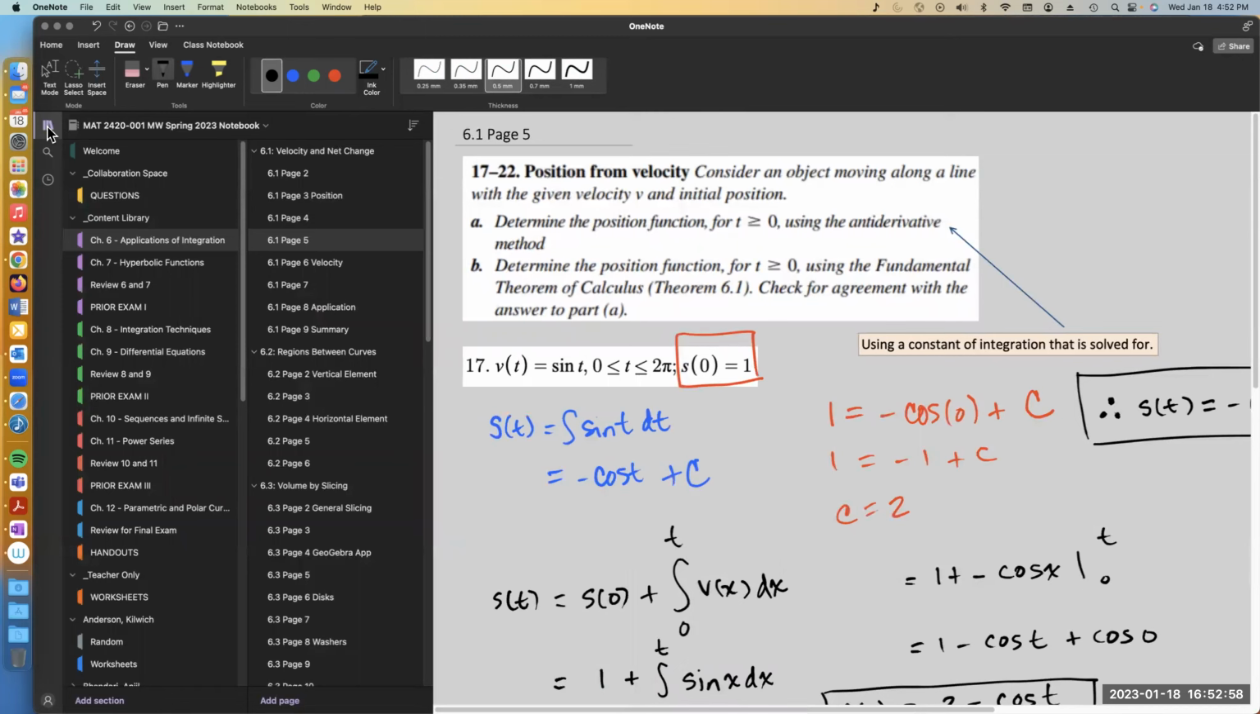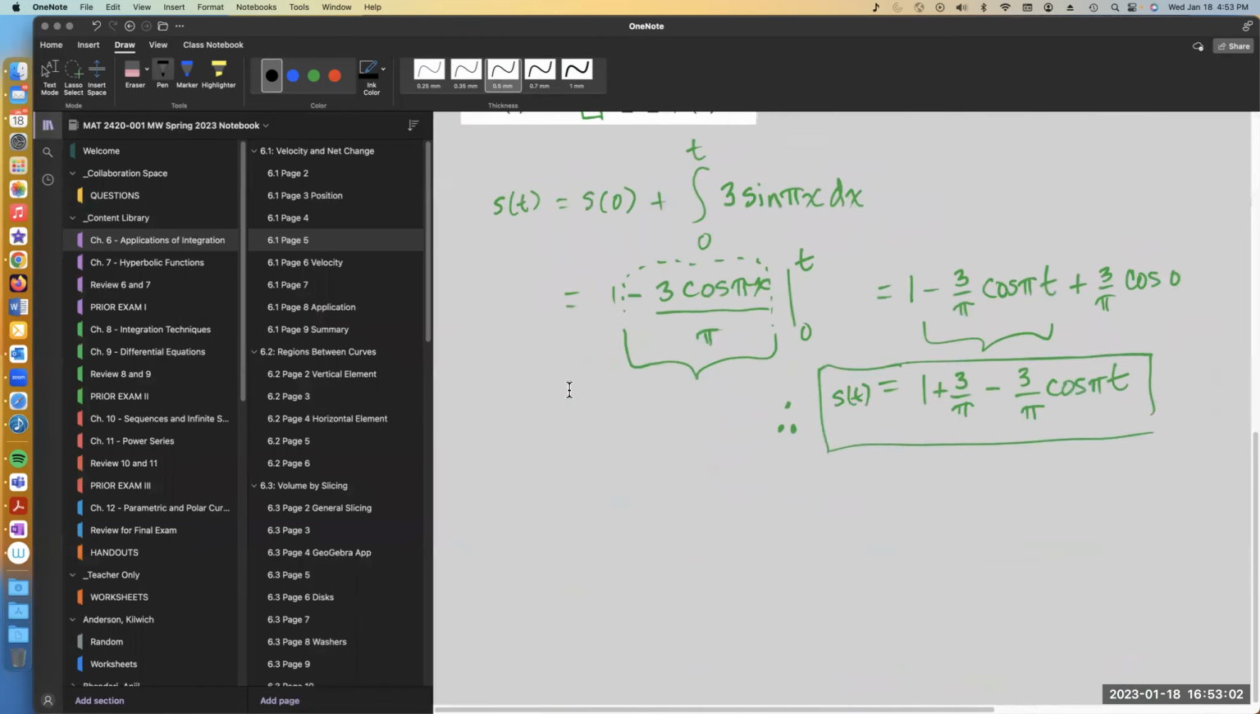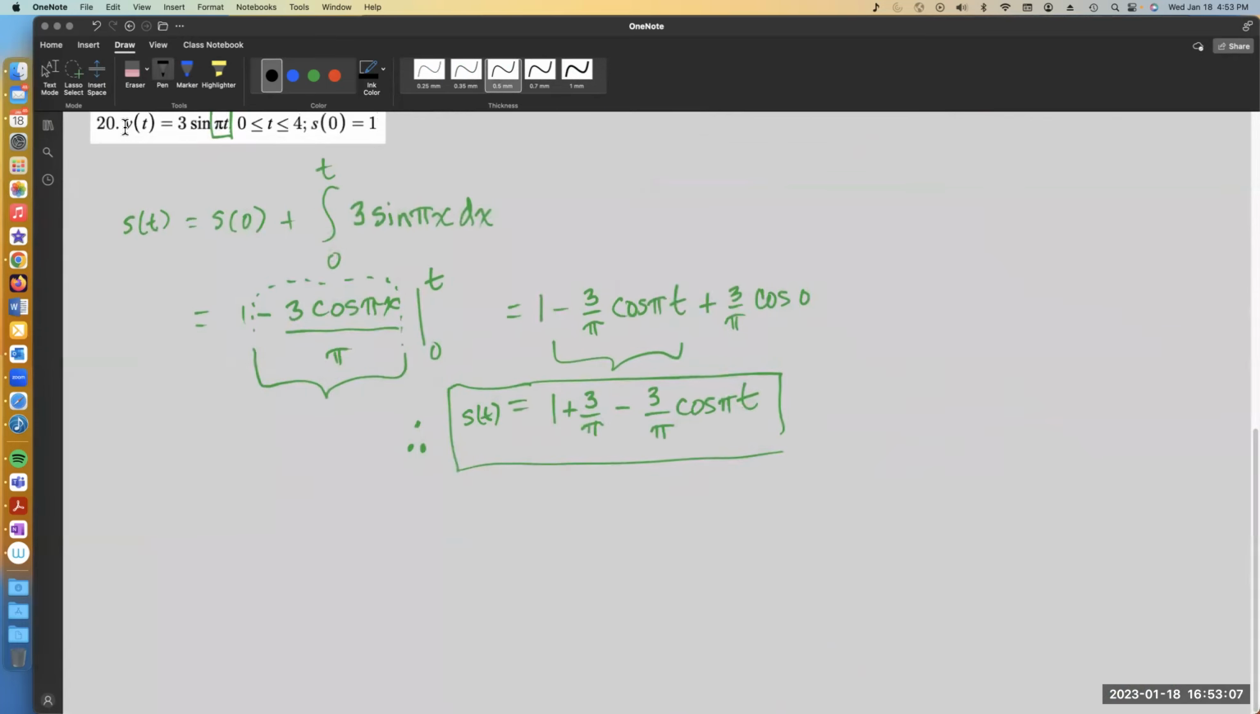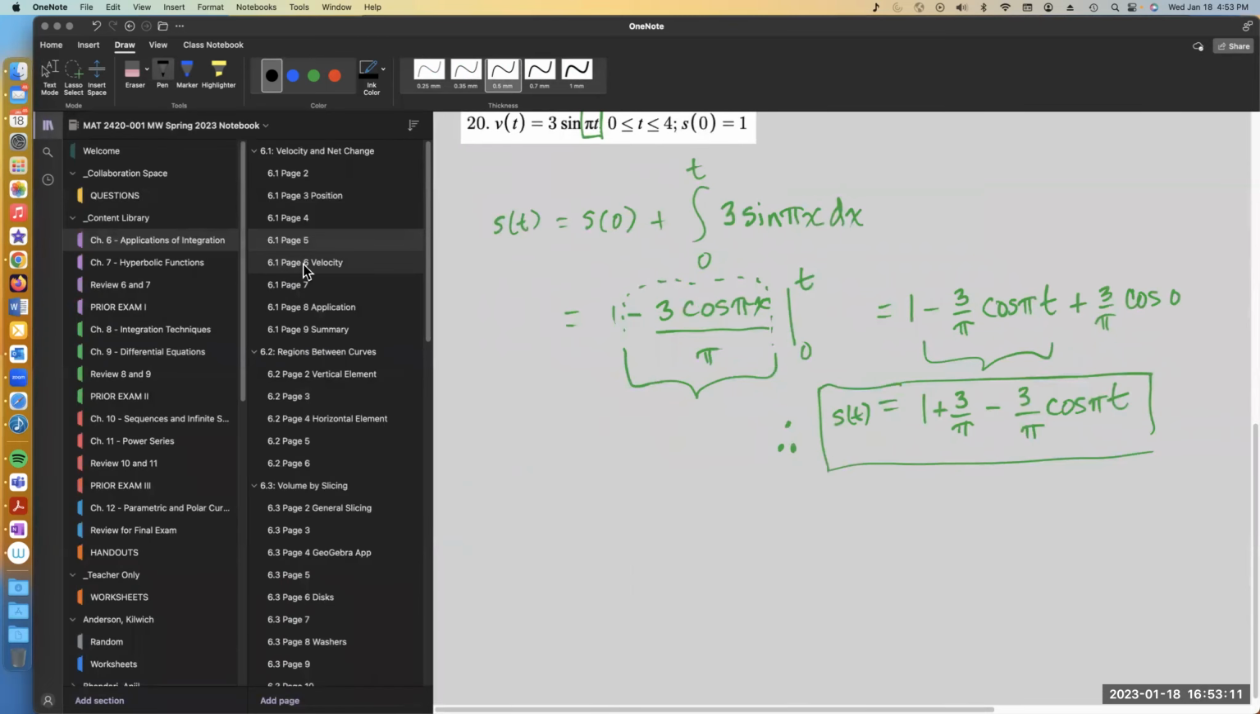Hannah, dividing by pi is reverse chain rule. So let me come down here and do one other example, because I don't think the next page has a reverse chain rule. Can I ask a question on this one real quick?